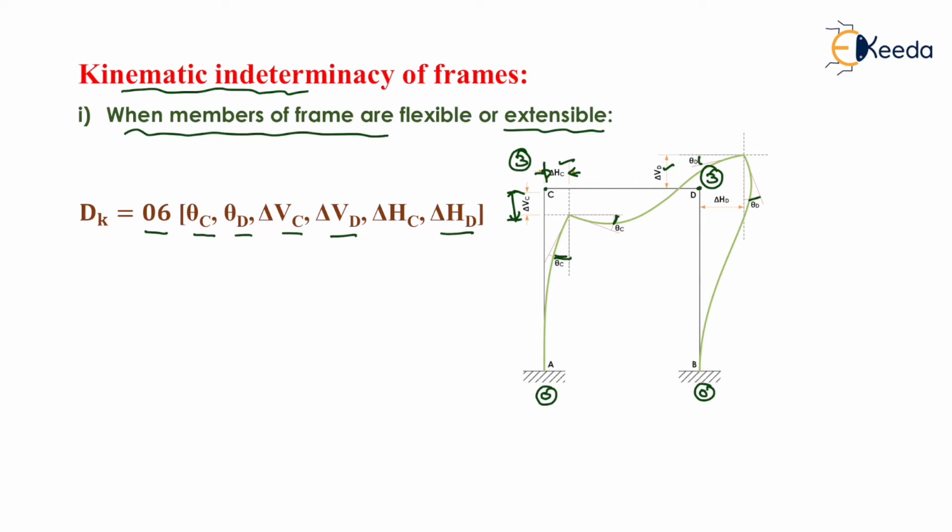Now in case of flexible or extensible members in the frames, each joint will be subjected to three types of displacement, that is vertical, horizontal, and rotation.